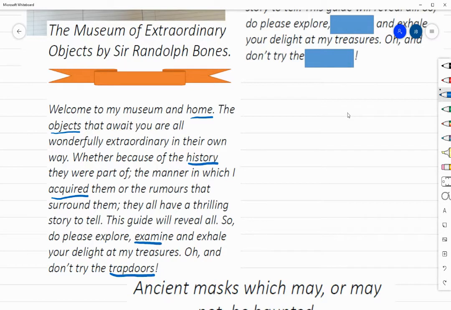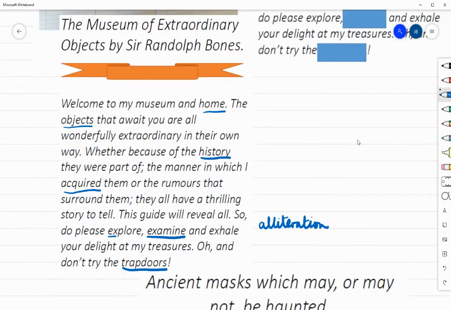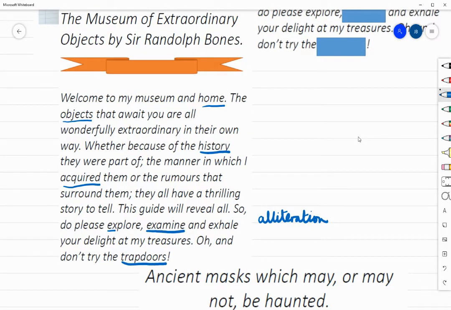Examine. Interestingly, we've got an X words. We've got a little bit of alliteration going on there for effect. Were there any others? They all have a thrilling story to tell. You may have had an exciting story, a fascinating story. Fascinating would have worked well. An unusual story to tell.